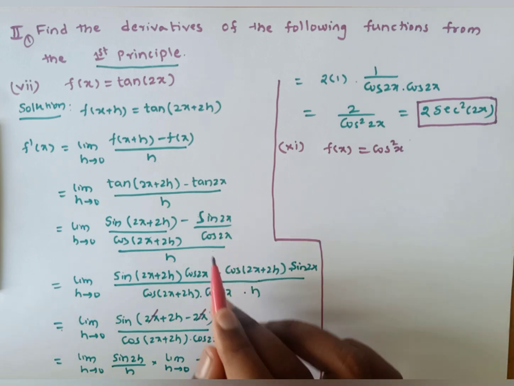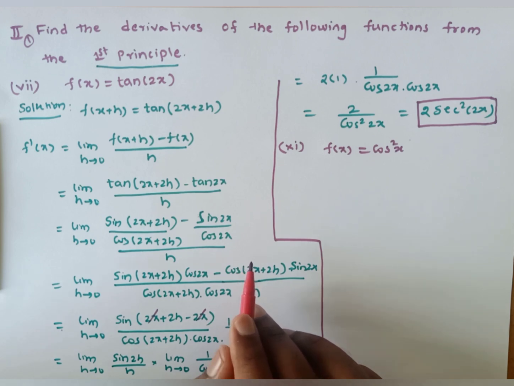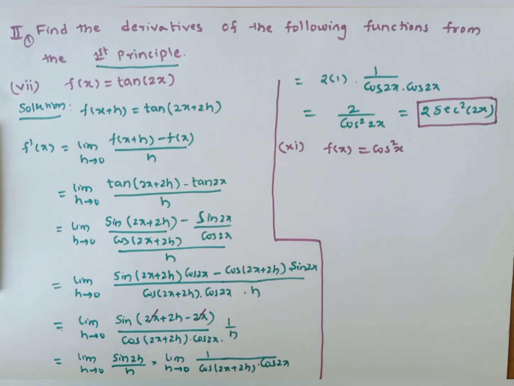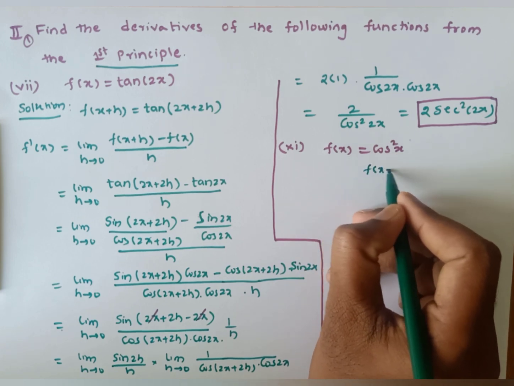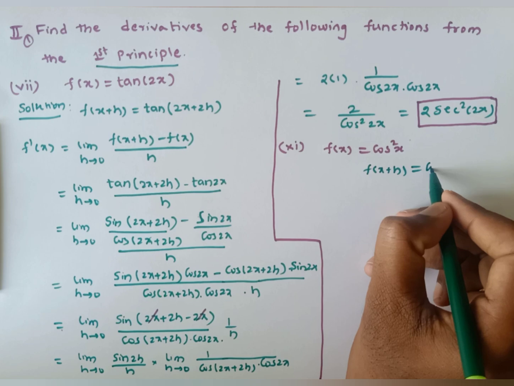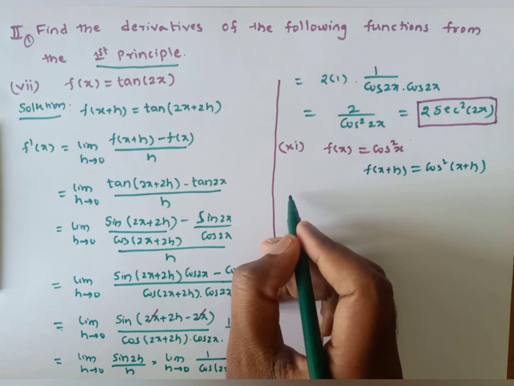So here I am doing these problems for how to apply the first principle of the derivative. Now f of x is given, this is cos square x. So f of x plus h is cos square of x plus h, like this.